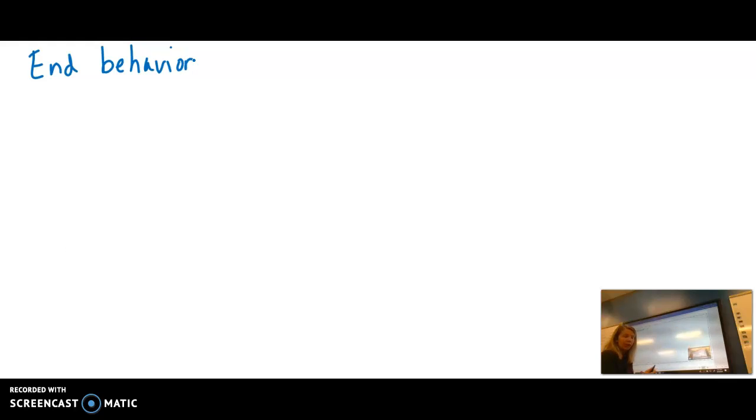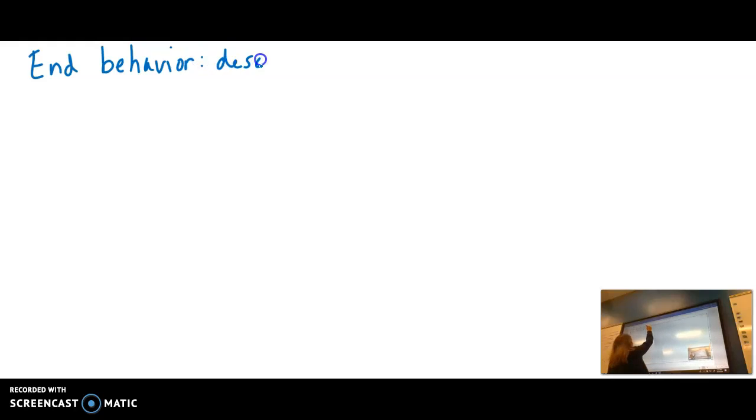Hi all. So the next topic we're going to talk about is end behavior. If we're going to dissect the word end behavior, you are basically describing what is happening to your graph on both ends, meaning the right end and the left end. So I'm going to give you a generic definition.